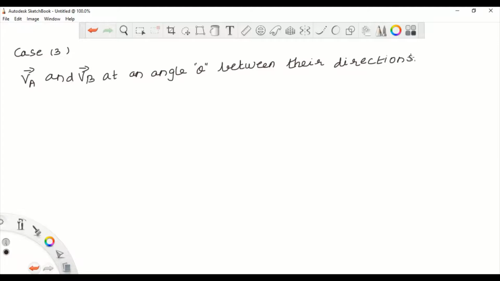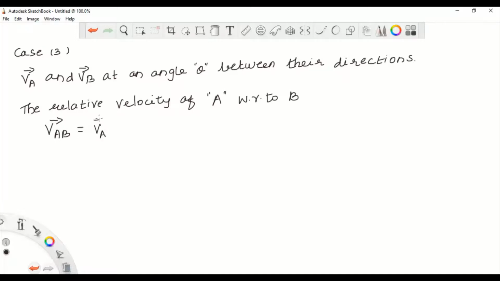Okay. Now let us see the relative velocity of A with respect to B. The relative velocity of A with respect to B, that is VAB, is equal to VA minus VB.